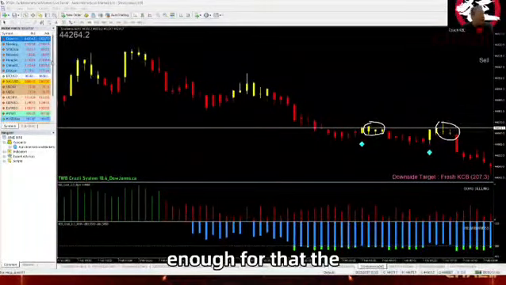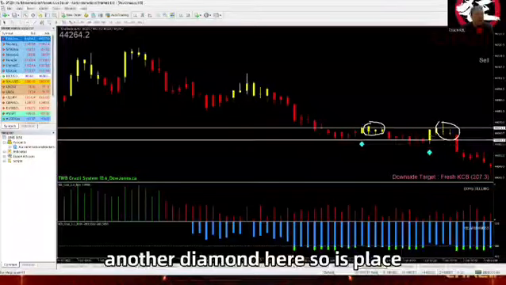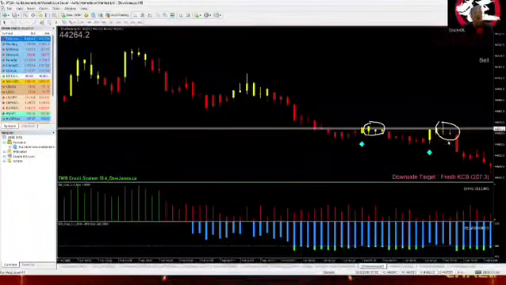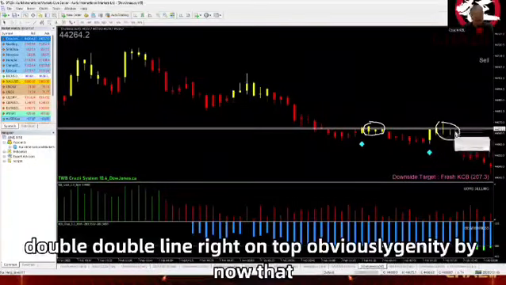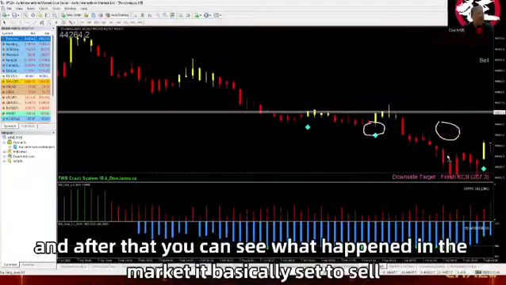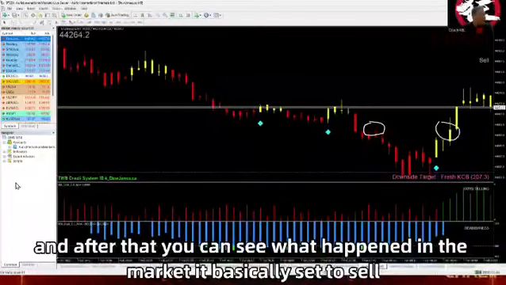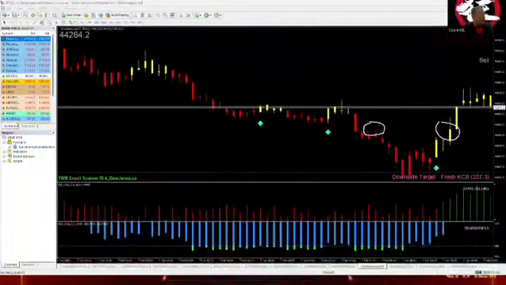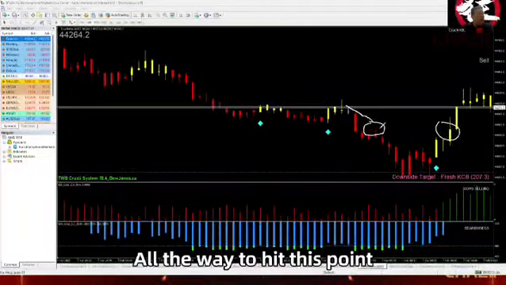Now there's another diamond here, so you just place another line at the closing price. So now you have a double line right on top. Obviously, you should know by now that there's something very wrong. And after that, you can see what happened to the market. It basically started to sell down all the way to hit this point here.